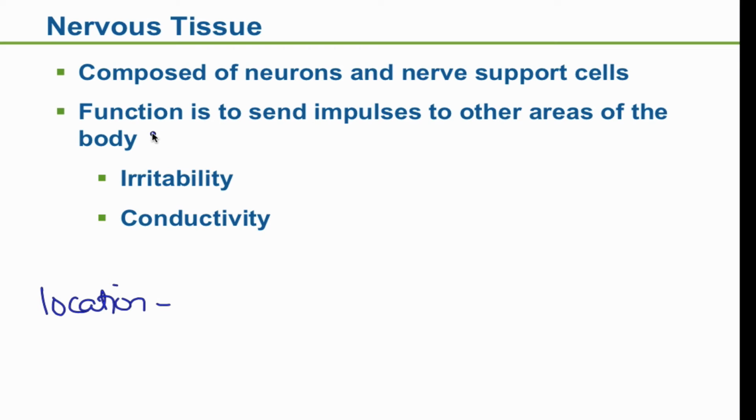Okay, the function, go ahead and write the function. You're going to send impulses to other areas of the body. So, irritability and conductivity. You may skip characteristics. You may also skip classification. Yes, you're welcome.